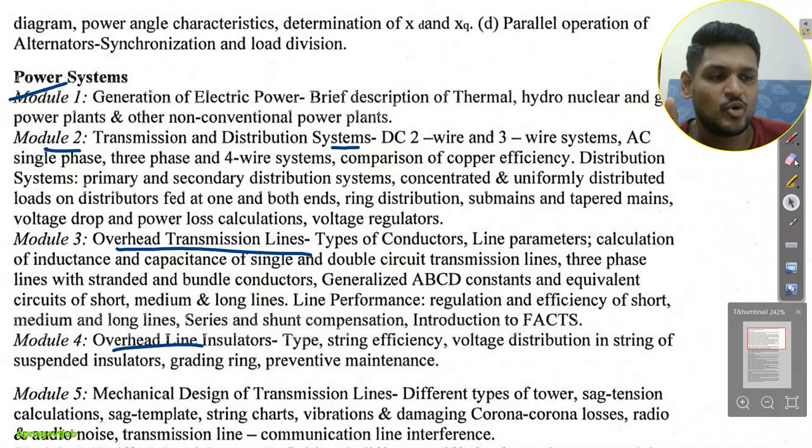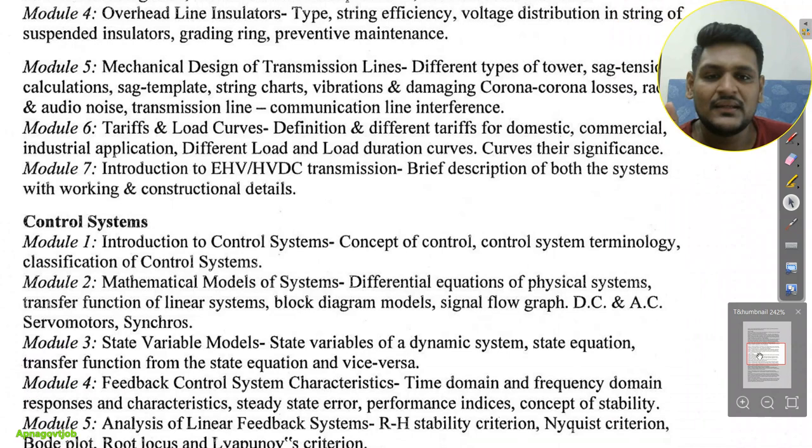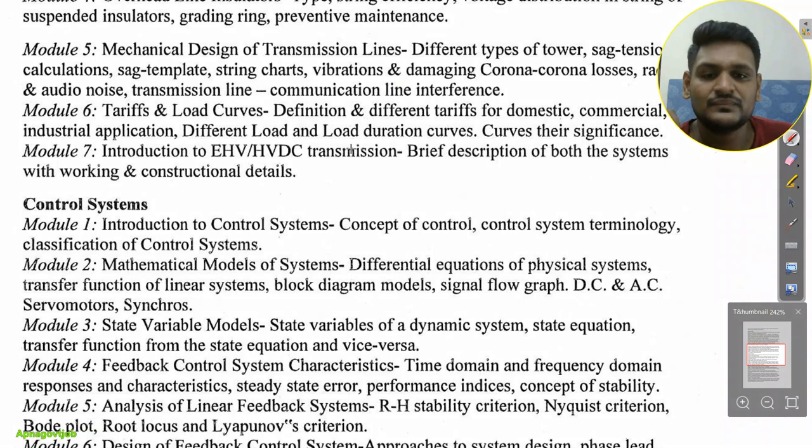Then mechanical design of transmission lines, load curves, and introduction to EHV and HVDC transmission. Just have a basic idea about this, no need to go into detail. The rest, module 5 and module 6, obviously you need to do, there is no option there. Again, get 1 marks, and here I will recommend SSCJ last 10 years instead of EAC, in power system specifically. Get 1 marks plus SSCJ, with EAC as the add on in this case, right?